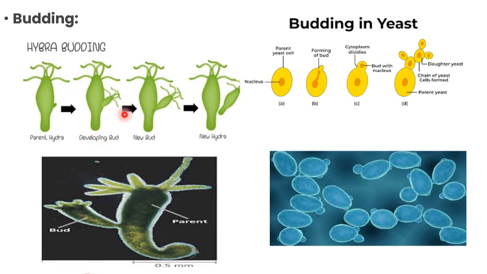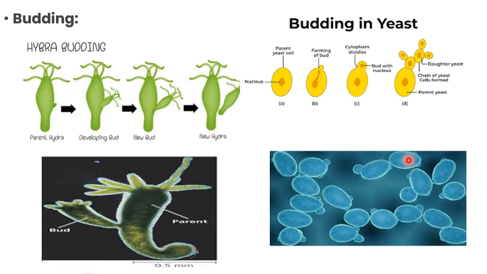So it's a freshwater cnidaria and it reproduces asexually by budding. A small bud forms in its body, grows and eventually detaches to become a new hydra. Even in yeast the same process continues. Yeast is a type of fungus. Yeast reproduces asexually by budding. A small bud forms on the parental cell, grows and eventually separates and forms a new individual.